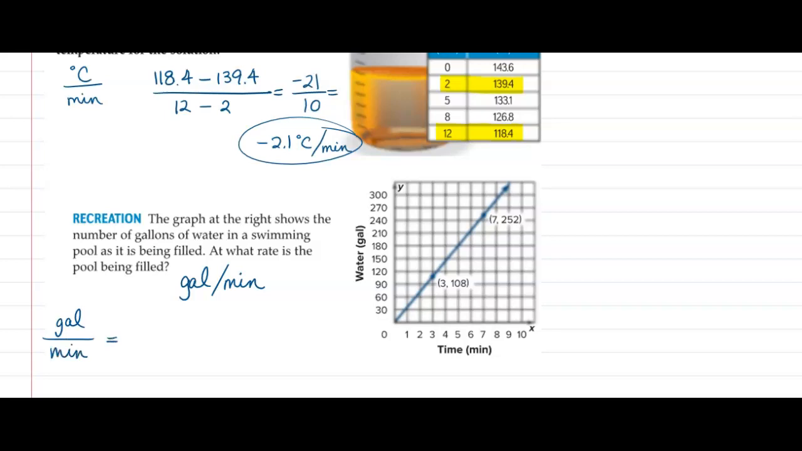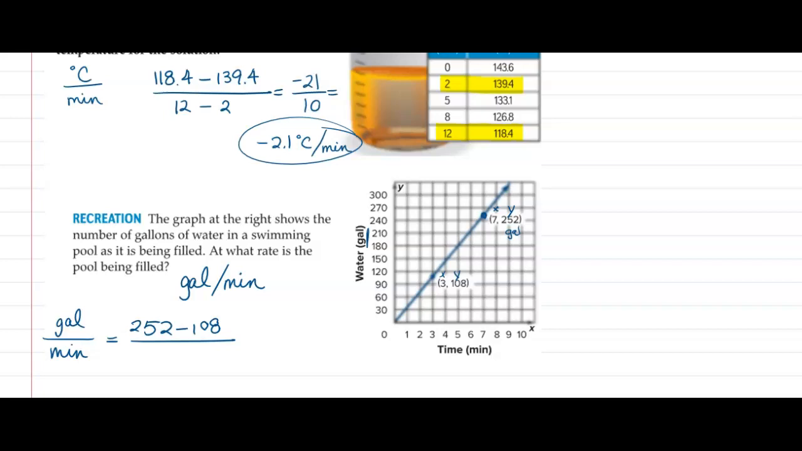In other words, I'm going to look at my gallons. So at this point right here on the line on the graph, I have 252 gallons. And I know that gallons come second because if I look at my chart, the Y values are gallons, and this is my X and this is my Y. So I know it's 252 gallons, as opposed to this point, I only have 108 gallons. So if I want to think about how something's changed, I'm going to take the 252 and subtract the 108.